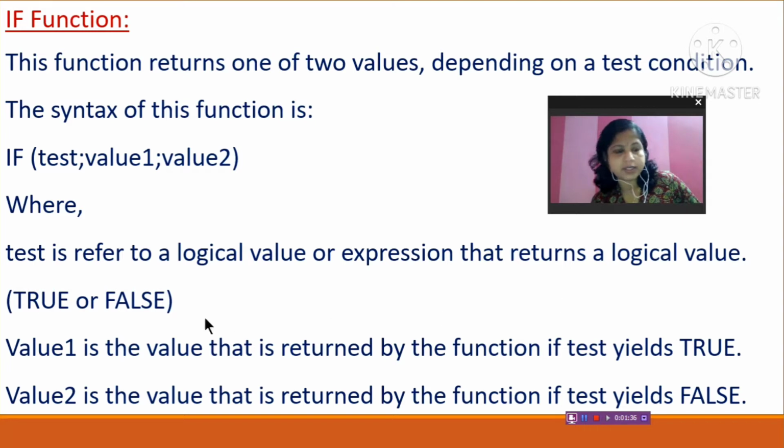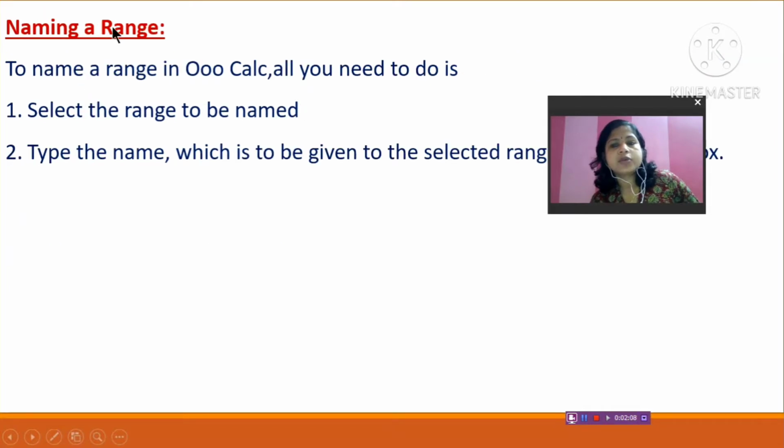I'll show you what this is. True or false, a logical value. That means you will give a condition. That condition may be true or false. And we have to give a value: if the condition is true, then what will be the value? And if the condition is false, then what will be the value? Clear? So two values you will give. One is for if the condition becomes true, the first value, and the second value is for if the condition becomes false.